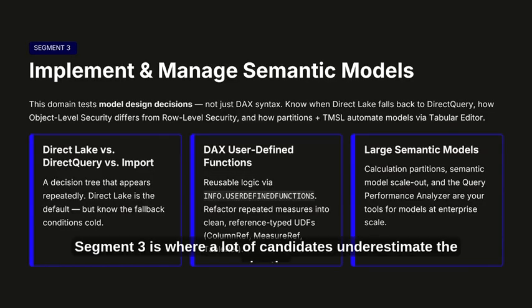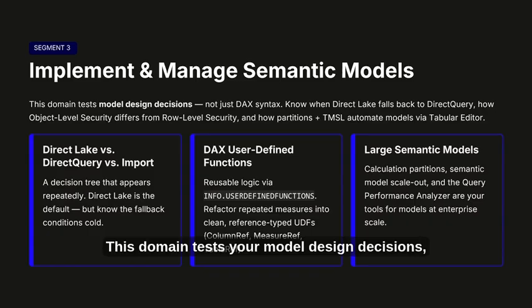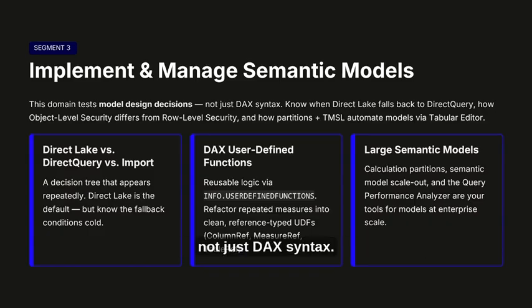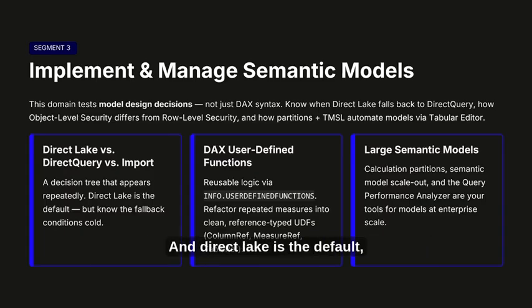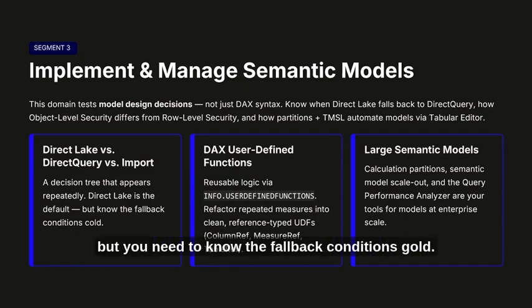Segment 3 is where a lot of candidates underestimate the depth. This domain tests your model design decisions, not just DAX syntax. Three things to really internalize. First, direct lake versus direct query versus import. It is a decision tree that shows up again and again. And direct lake is the default, but you need to know the fallback conditions cold.